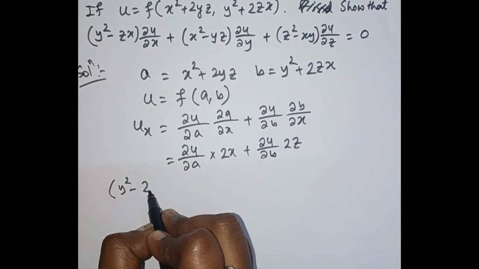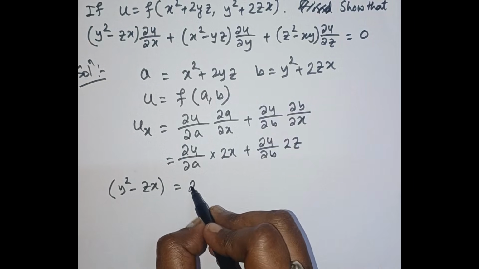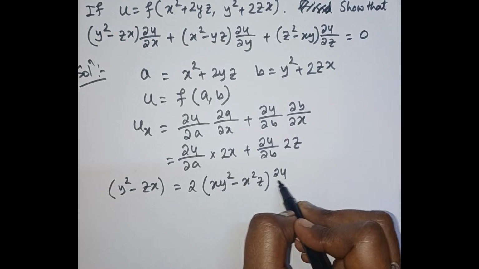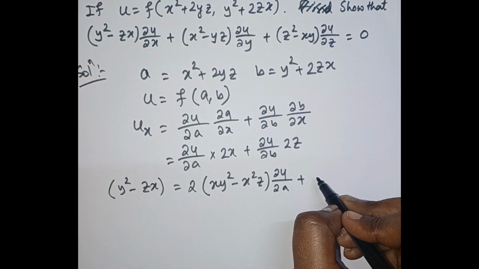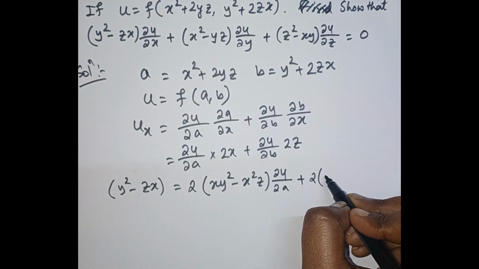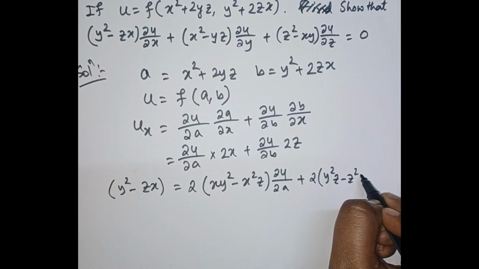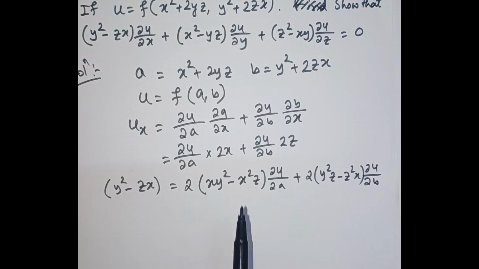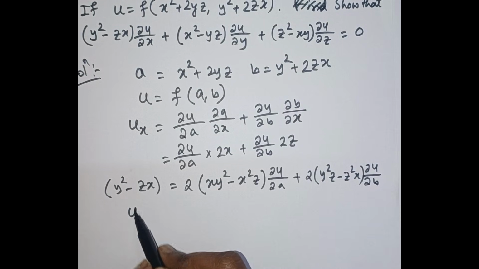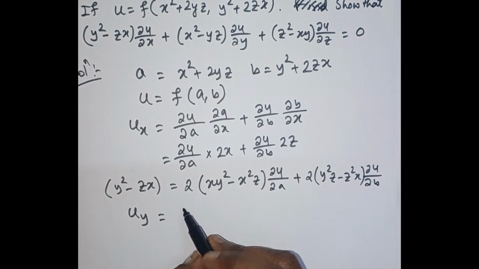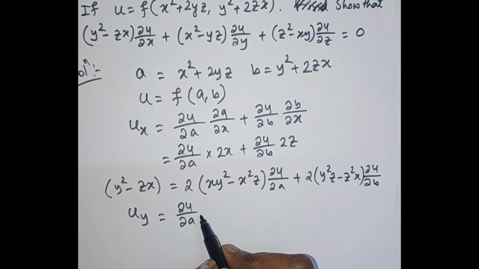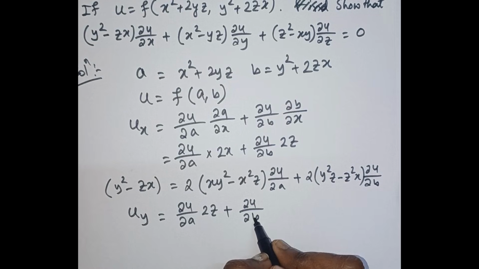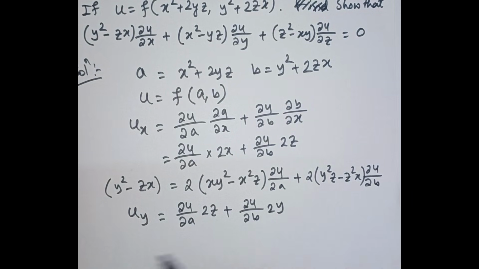Now we need in the expression y square minus zx ∂u/∂x. So if we multiply y square minus zx with the ux or ∂u/∂x, we will be getting 2 into (xy square minus x square z) ∂u/∂a plus 2 into (y square z minus z square x) ∂u/∂b. And then calculate ∂u/∂y. So for ∂u/∂y or uy, the chain rule is ∂u/∂a ∂a/∂y. And ∂a/∂y is 2z, and ∂u/∂b into ∂b/∂y is 2y.